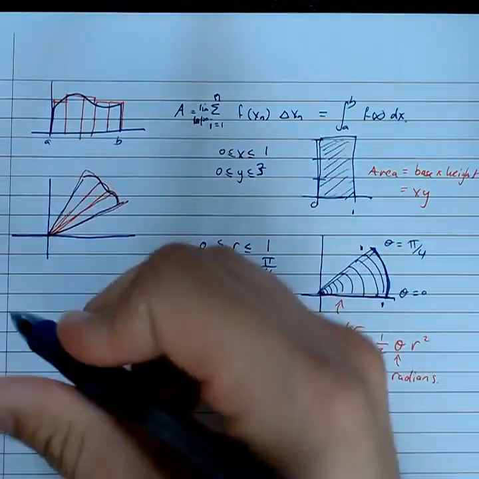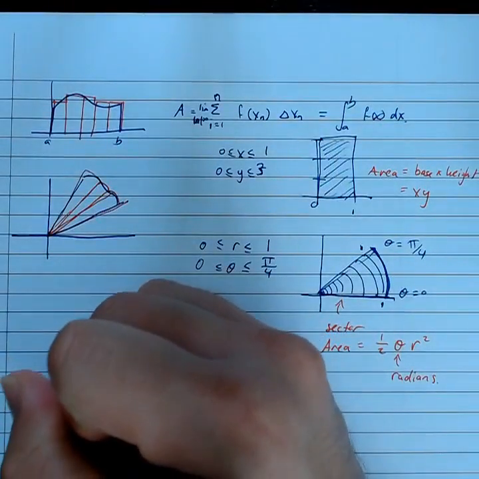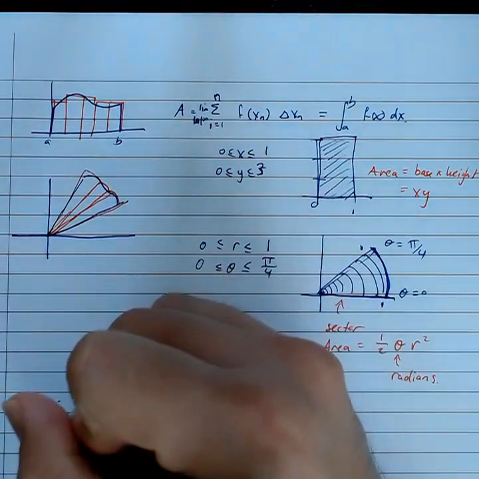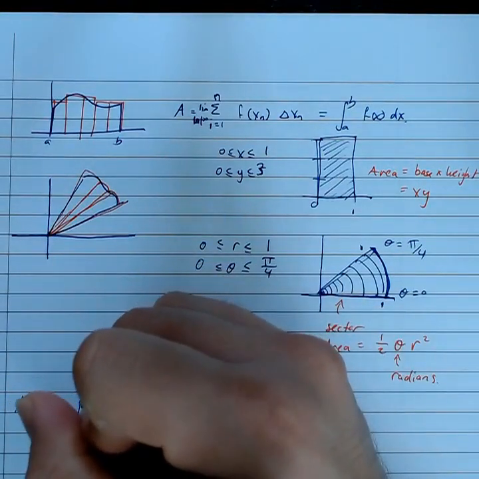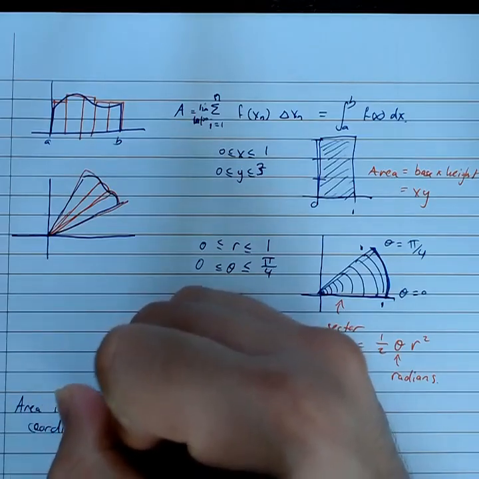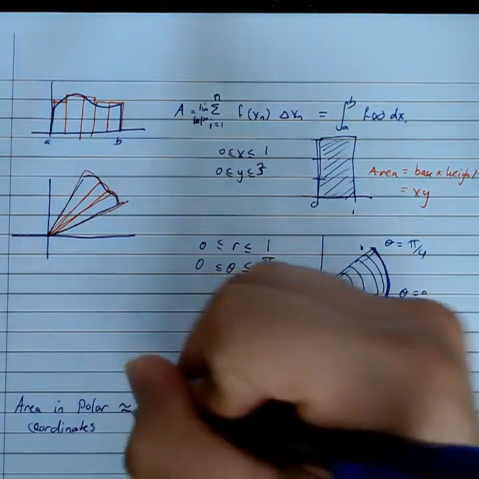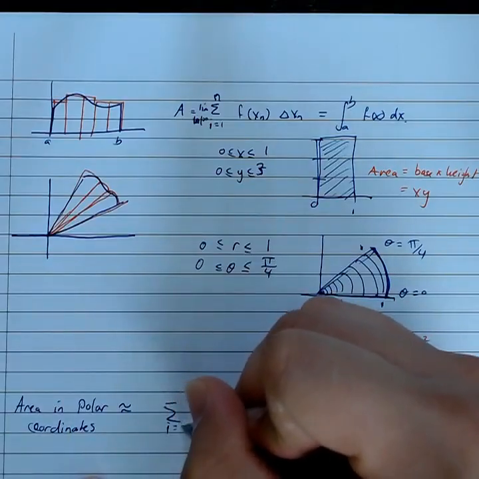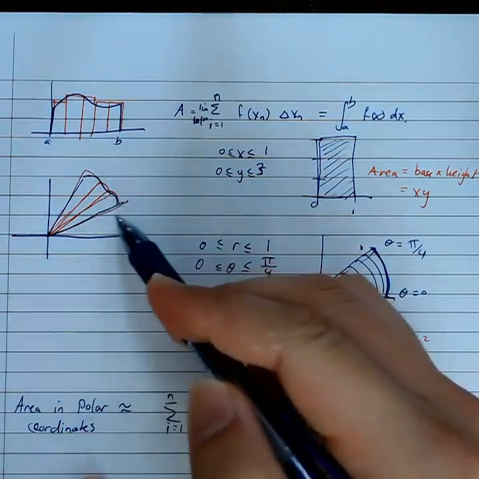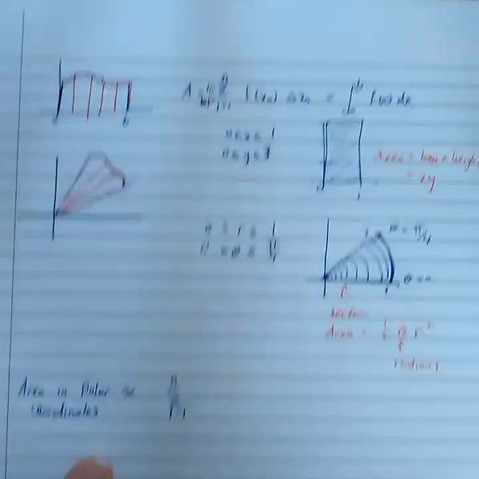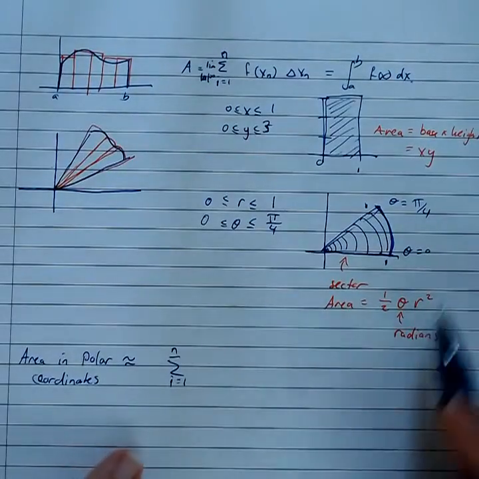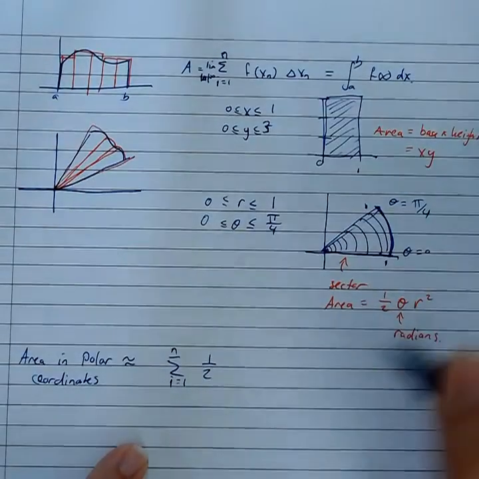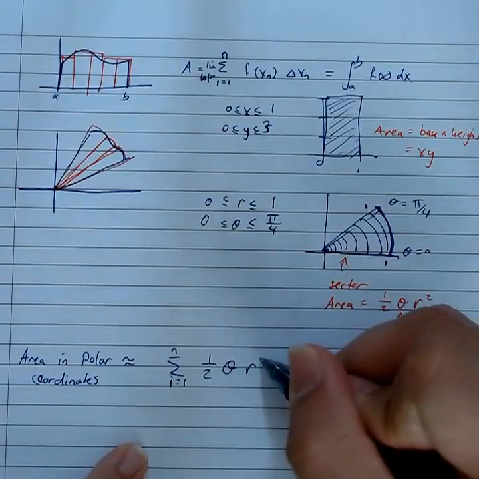So here, the approximate area, the area in polar coordinates, is approximately the sum as i goes from 1 up to n, how many sectors I have, starting from the first one up to the nth one, of, and it's basically just this right here. It's going to be 1/2 theta r squared.